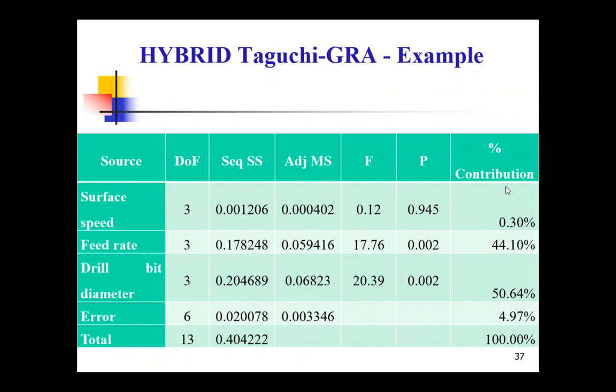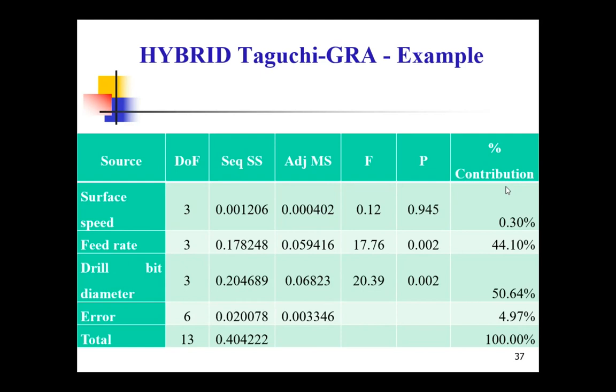So after formulating the gray relational grade, we have drawn the main effects plots based on the response table formulated, and we have identified the optimum condition. Then the interaction effects are also studied. And the final thing is to formulate the ANOVA table so that we can determine which parameter has the highest influence.